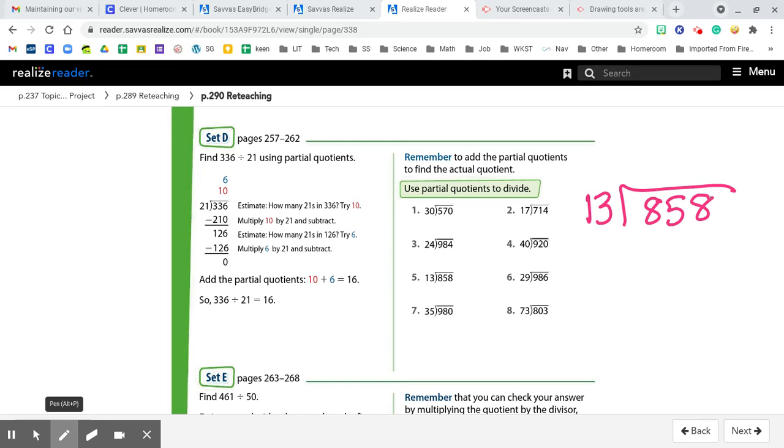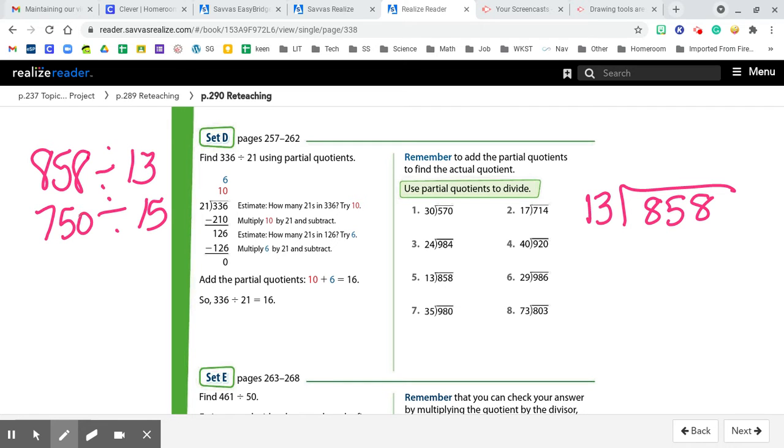Let me do another one with traditional division. 13 going into 85. Let's see. If I round that up to 15, how many times? So what I'm doing here is I am taking 858 divided by 13, and I'm thinking maybe 15 and 750. So I know that's 5, so let me try that.